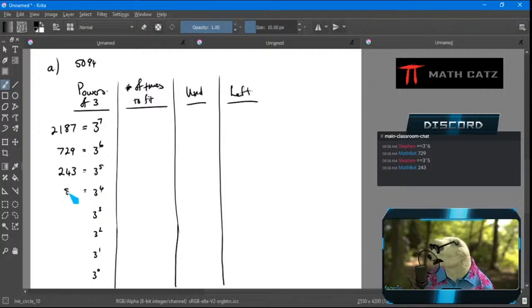3 to the power of 4 is 81. 3 cubed is 27. 3 squared is obviously 9. And then 3, and then 1. But definitely make sure we need these values correct, right? All right. Now I start at the top with my quantity in decimal, 5094. How many times can 2187 fit? Obviously, twice.